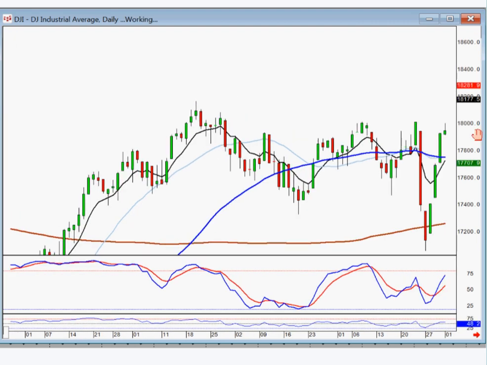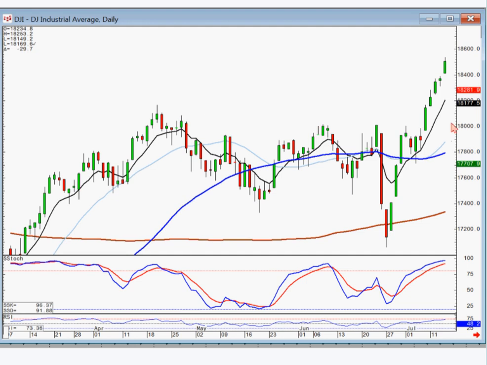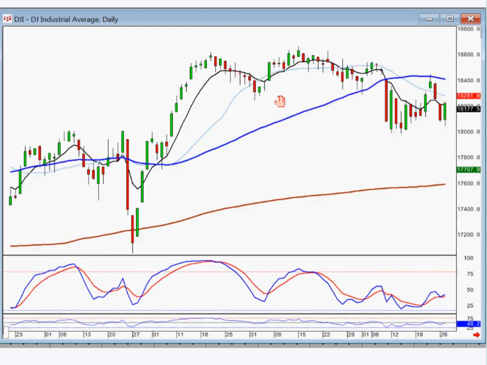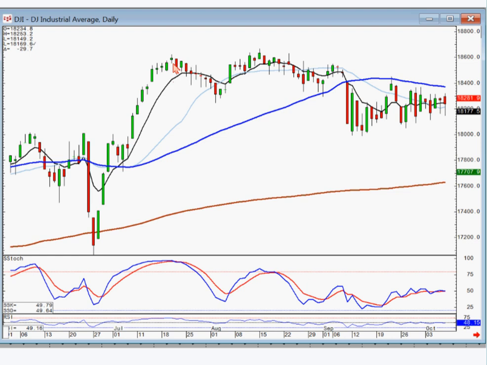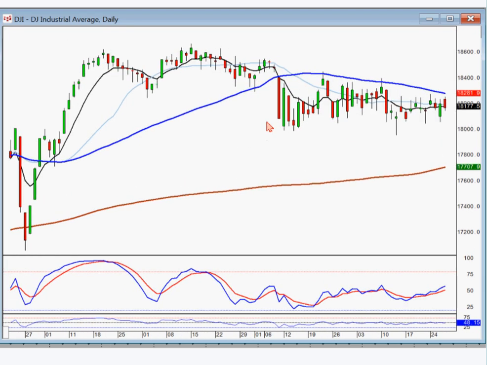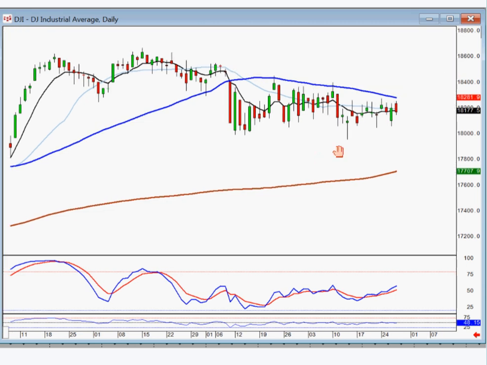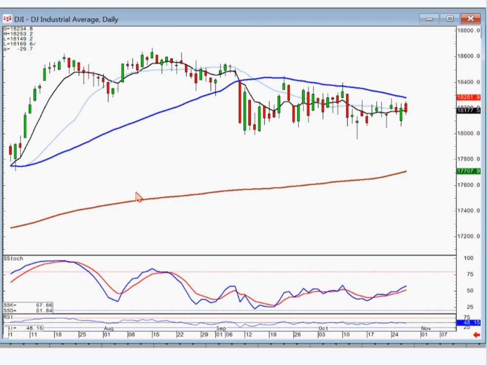If it looks something like this, we can see that it's broken out. We should be long. If we see something like this, we know it's time to take profits. If we see something like this, it's the longest I've ever seen the market move sideways in quite a few years. So you might not be long, you might not be short. Now, I can look at this chart.